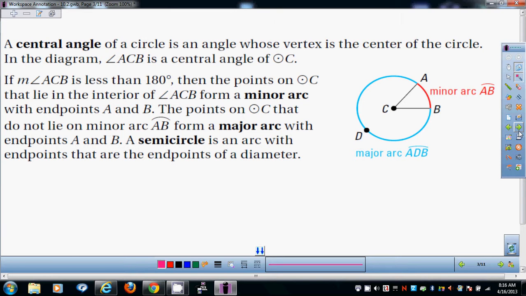Questions about this vocab before I flip the slide? It was exactly half of the circumference.